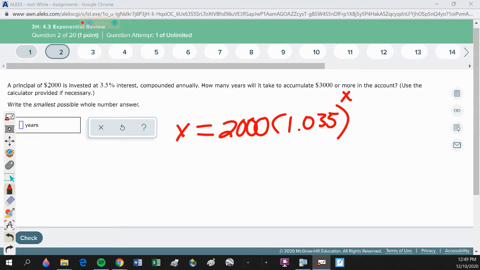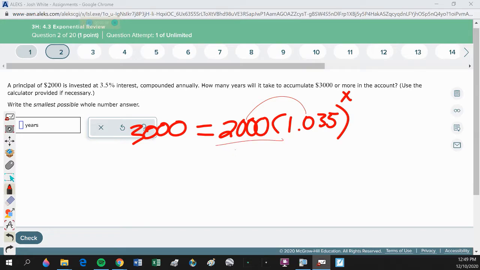Where does the 3,000 go? Goes right here. 3,000. Now, this is trickier than it looks. What do I need to do to solve this? Can I multiply the 2,000 into there? No. Order of operations says exponent comes before multiplication, so I cannot multiply the 2,000 in.